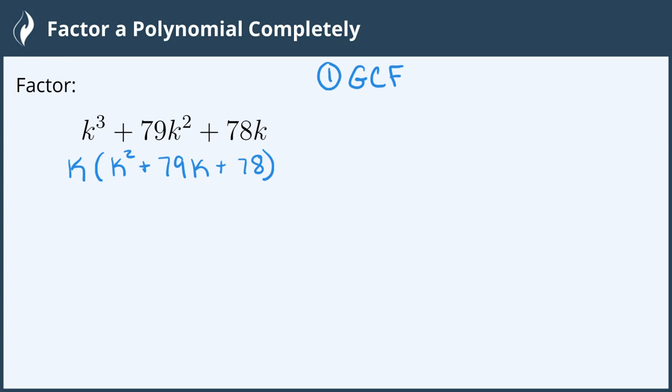Now we have a trinomial, so it's not going to follow any of our patterns of a difference of squares or a sum or difference of cubes. But this does follow the form where a equals 1, since this number in front of k is a 1. So in that case, we will take c and find all of the factors of c.